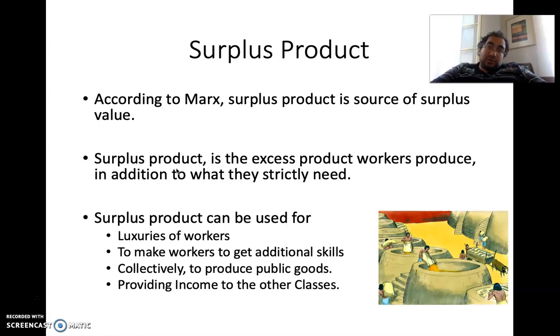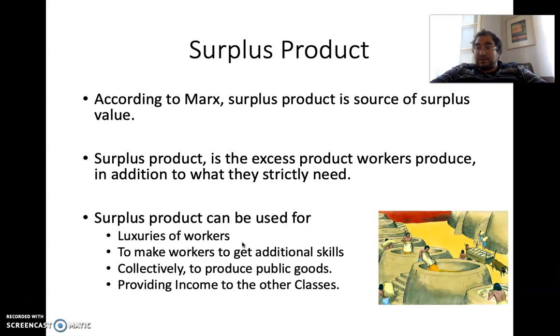So this surplus product can be used for different reasons. It can be used for the luxuries of the workers, the things that they don't need but they want. They can use it to make workers get education, maybe get other skills and become more productive. That's another possibility. Collectively, it might be used to create public goods like parks, for example. Alternatively, it might also be used to provide income to other classes.